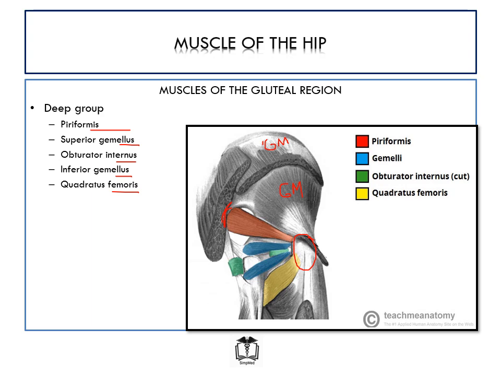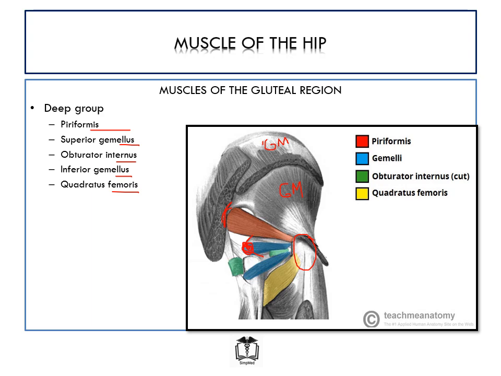Then let's move on to the superior gemellus muscle. The superior gemellus muscle tends to originate from the iliac spine. So this is the iliac spine here. You can see the blue muscle shown here is serving as an origin point for the superior gemellus muscle. The superior gemellus muscle is the muscle in blue. So it originates from the iliac spine and then extends laterally towards the greater trochanter.